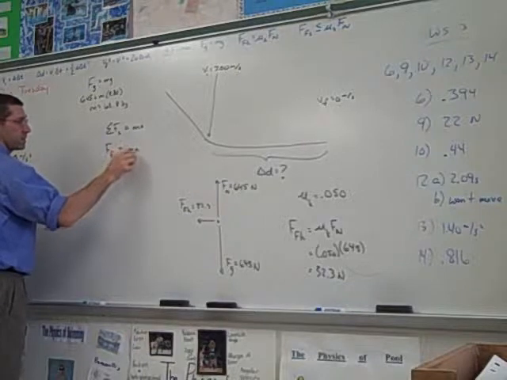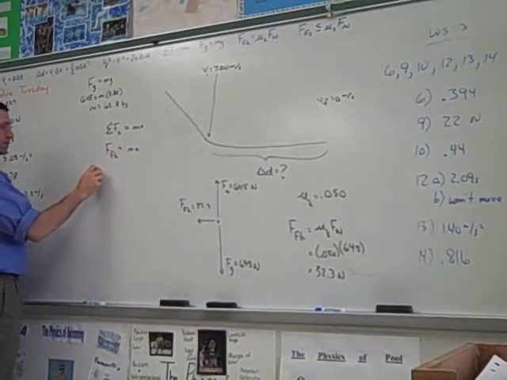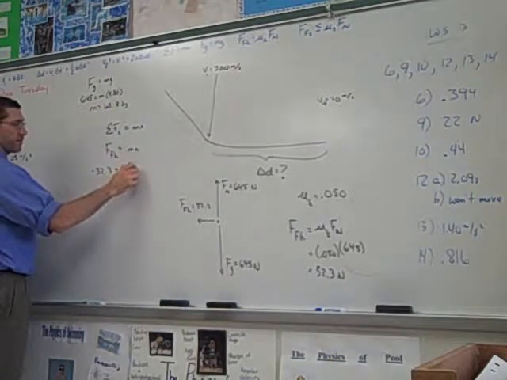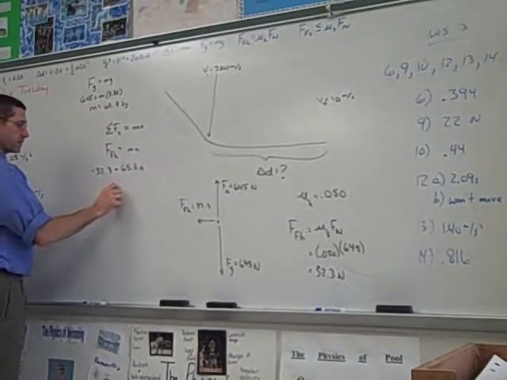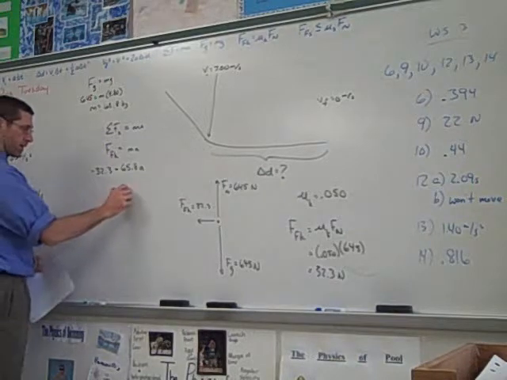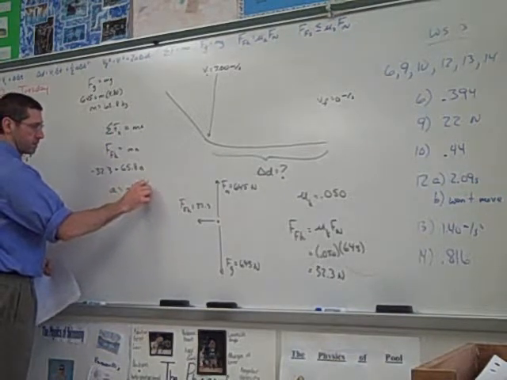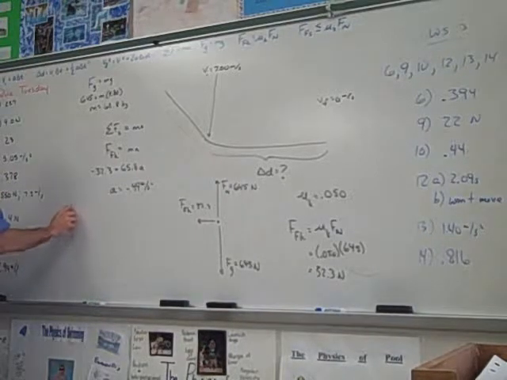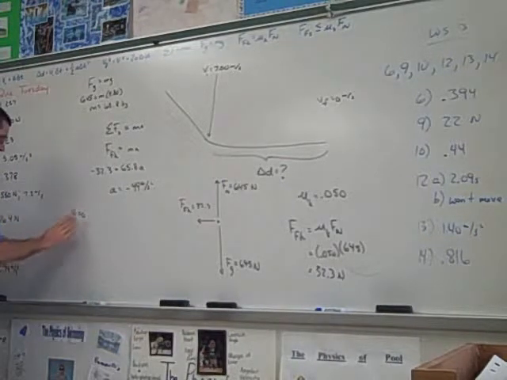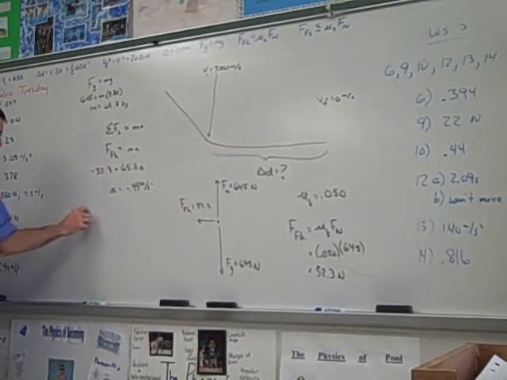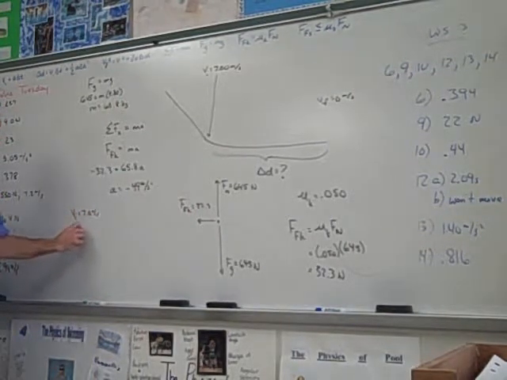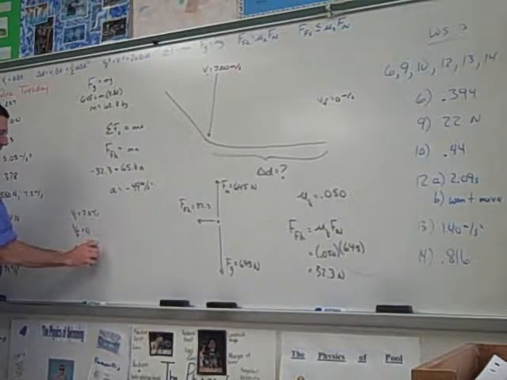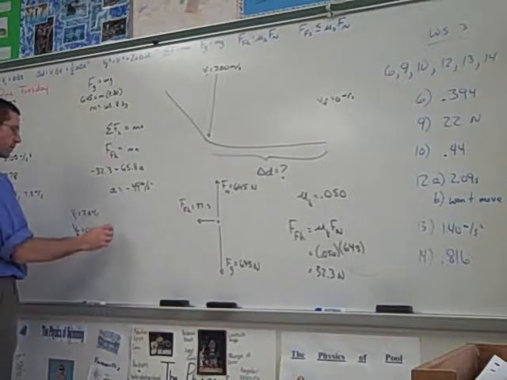And so we'll put in negative 32.3 since the force is to the left, equals 65.8 times a. So then a is negative 0.49 meters per second squared. And now we do kinematics to figure out how far she goes. So VI is 7, VF is 0, and a being negative 0.49. Put it in your third equation.